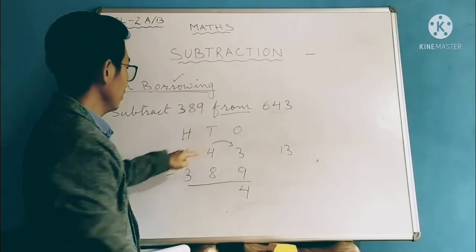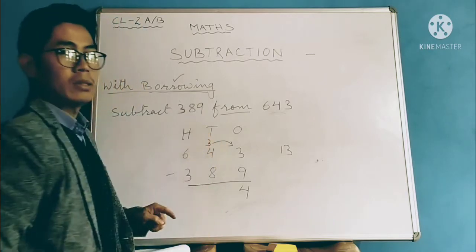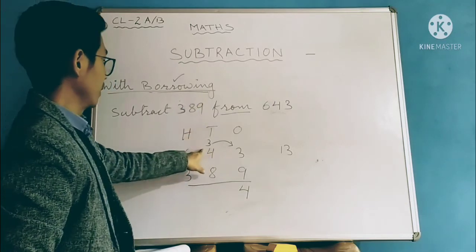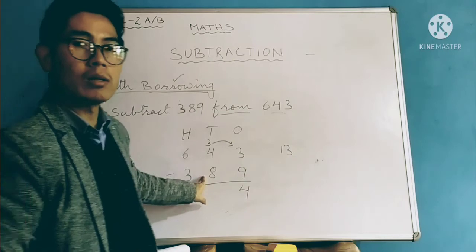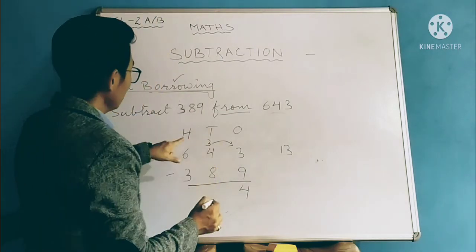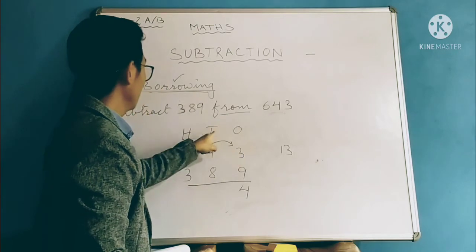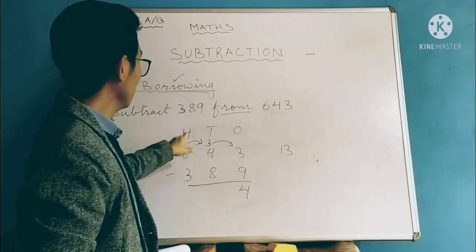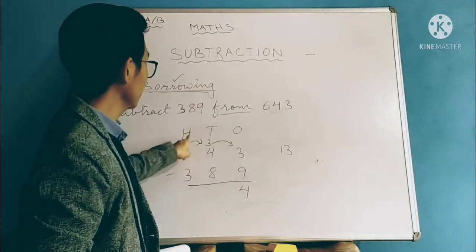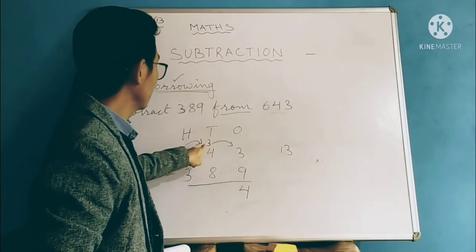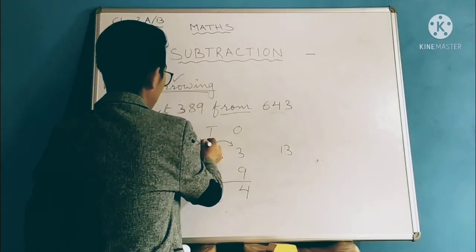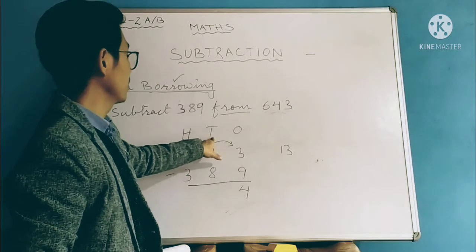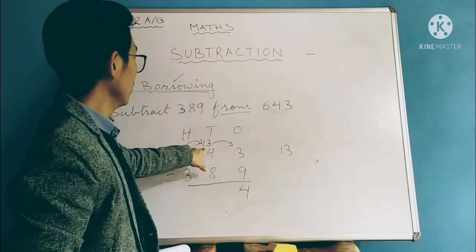Now how much do you have left here? 3. Isn't it? Because you have already borrowed a number, right? So 3 minus 8 is also not possible. So again you need to borrow a number from 100 place to tens place. If you borrow a number from here, it will be 13, because we have got 3 here. So when you borrow 1 from here, it will be 13.